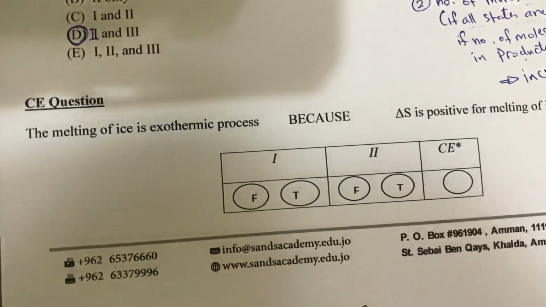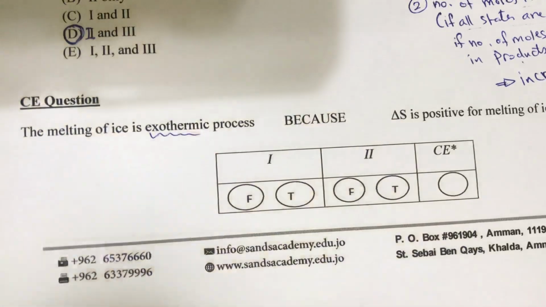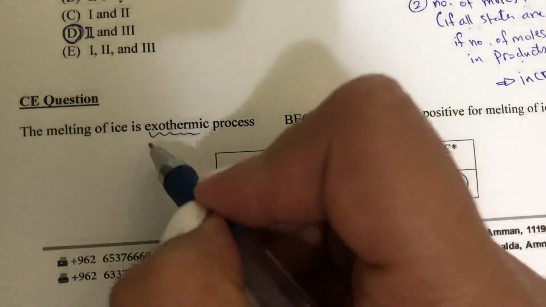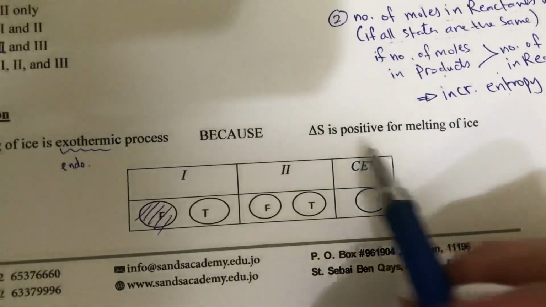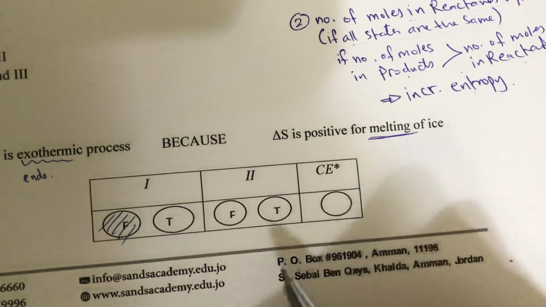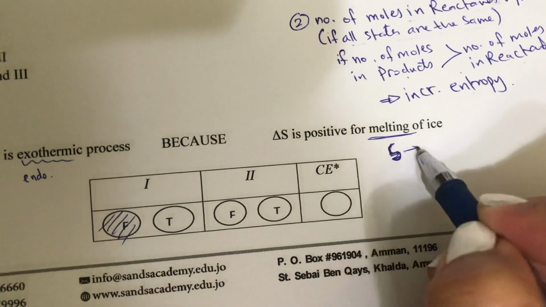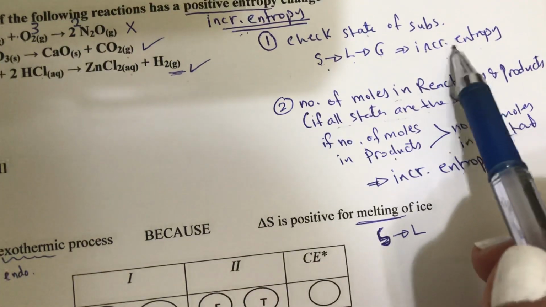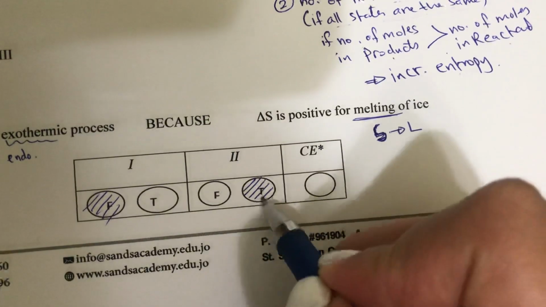Now, the CE questions. The melting of ice is an exothermic reaction. No, from the handout, you can see that the melting of ice is an endothermic reaction, so it's a false statement. Now, delta S is positive for melting. Yes. Why? Melting means changing of state from solid to liquid, which is an example of increasing entropy. Increasing entropy means the entropy is positive. So it's a correct statement.